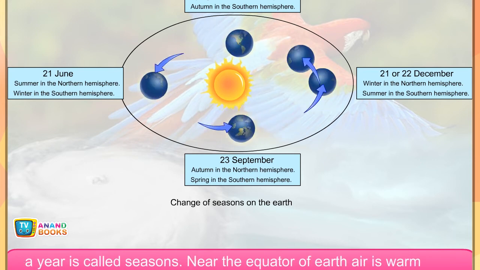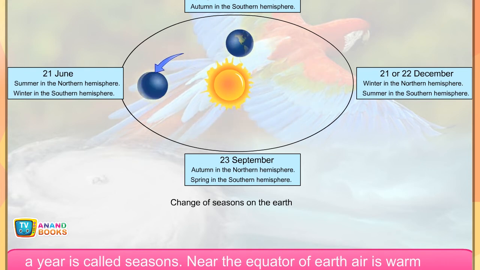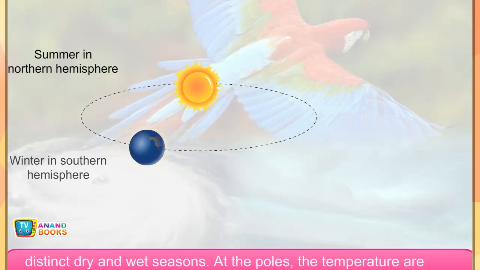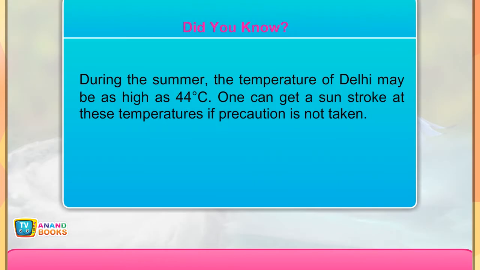Near the equator of the Earth, air is warm throughout the year. Close to the tropics, the regions have distinct dry and wet seasons. At the poles, the temperatures are always very low. Did you know? During the summer, the temperature of Delhi may be as high as 44 degrees Celsius. One can get a sunstroke at these temperatures if precautions are not taken.